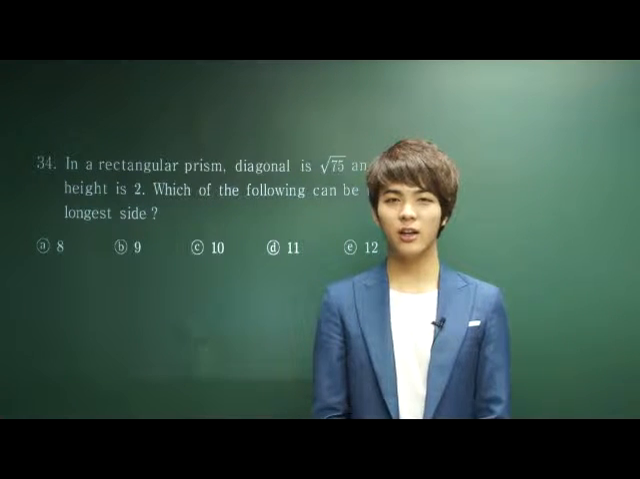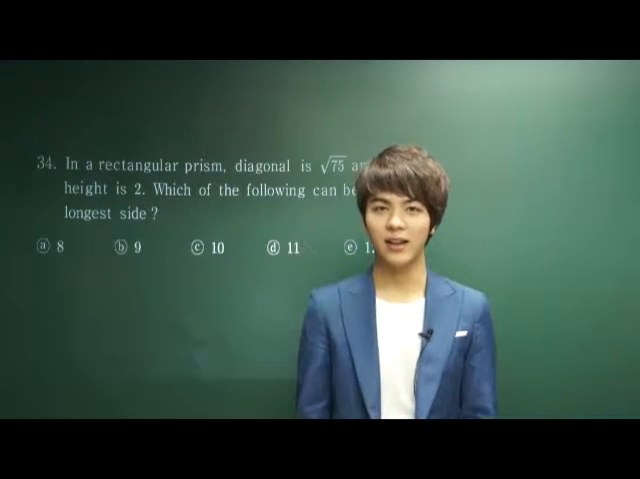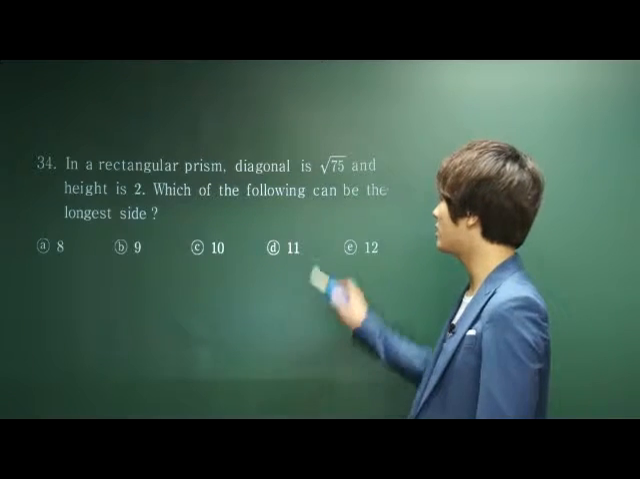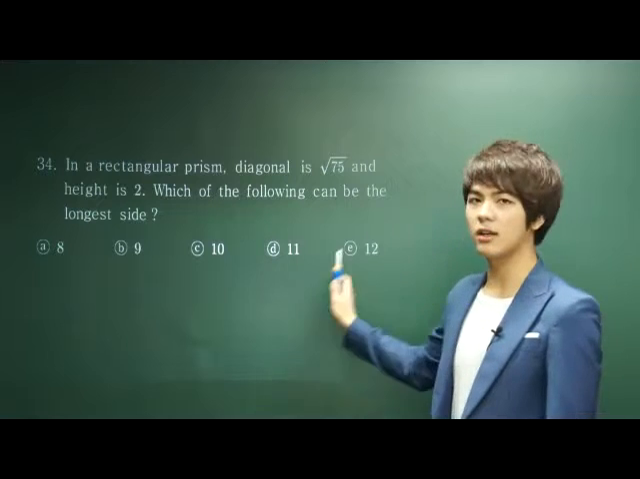Today we're gonna continue solving the problems from the number 34. Okay, let's go right away to question number 34. In a rectangular prism, the diagonal is square root of 75 and the height is 2. Which of the following can be the longest side?